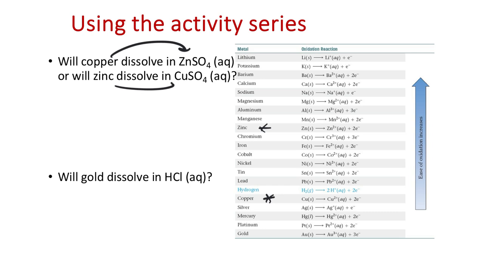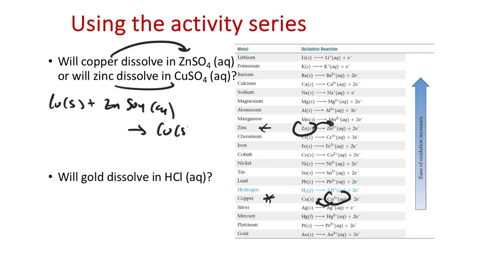So if I take zinc as a metal into the copper solution, then what should happen is that copper should reform as copper metal, and the zinc should dissolve. So copper solid plus zinc sulfate. Let me write the reaction. We're thinking, does copper dissolve in the zinc solution? Let me write the second reaction as zinc. Will zinc react in the copper solution?